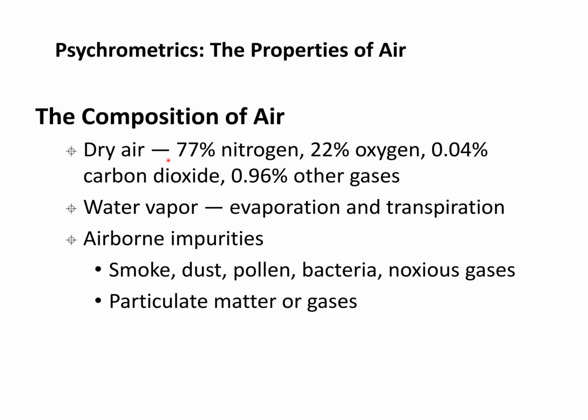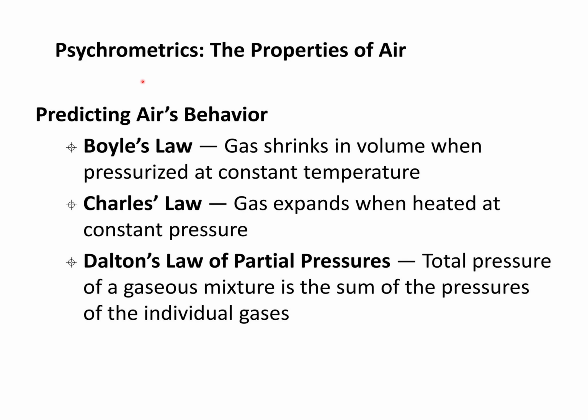Dry air means lack of water, and moisture means presence of water. Water vapor comes from evaporation and transpiration. Airborne impurities include smoke, dust, pollen, bacteria, noxious gases, and particulate matter. There are some properties of air. Air usually follows these rules, as we have learned in our previous courses: Boyle's law, Charles' law, and Dalton's law of partial pressure.